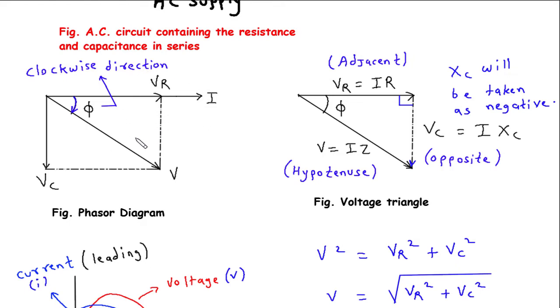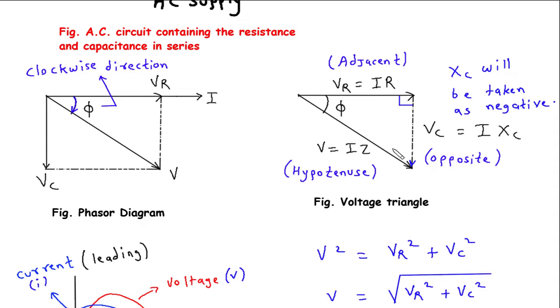Now from this phasor diagram we can draw the voltage triangle. So this line will be VC. Remaining as it is, this is V. So V is equal to IZ. This will be VC, VC is equal to I into XC. And this is VR, so VR as it is, VR is equal to I into R.